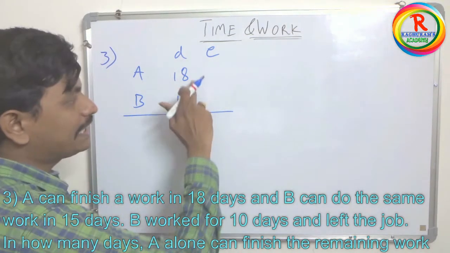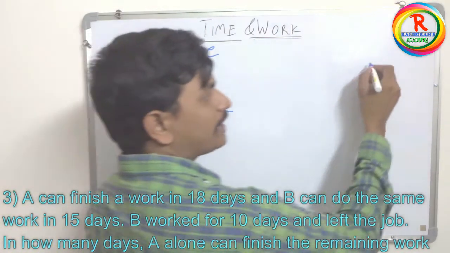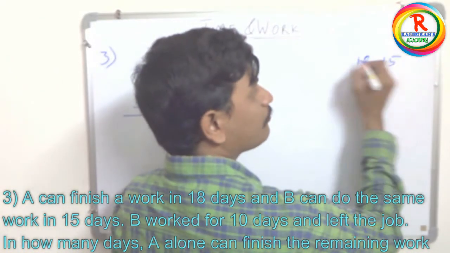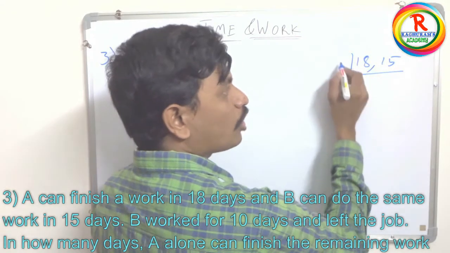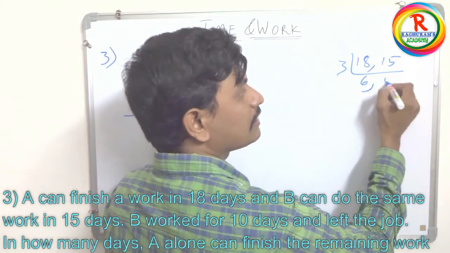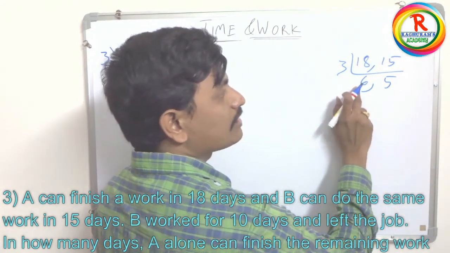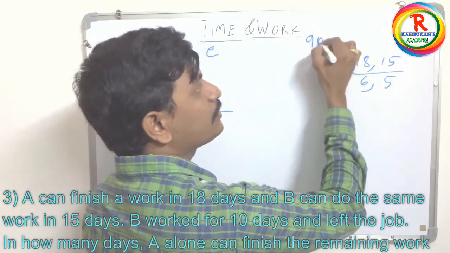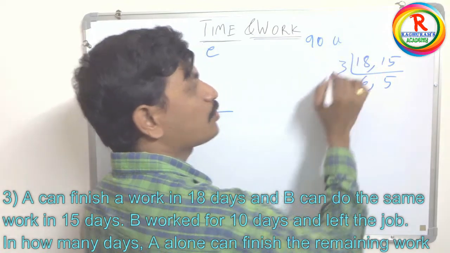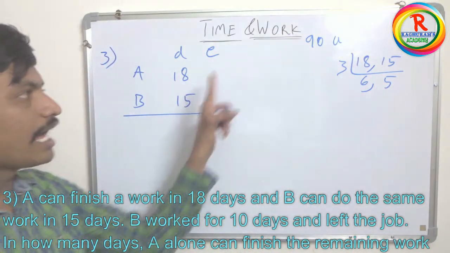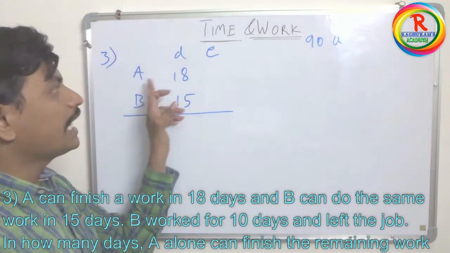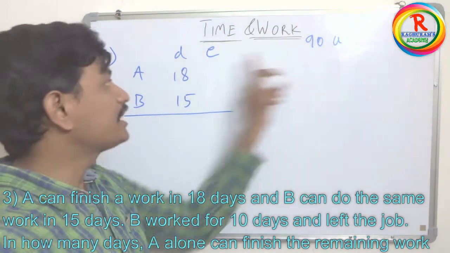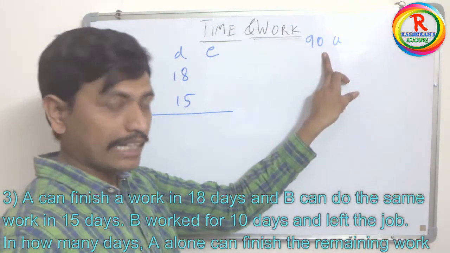What is the LCM of 18 and 15? Let us do the normal method: 3 6, 3 5s. 6 3s are 18, 18 5s are 90. So 90 units. Total units is 90 units. First get the LCM, 90 units. Now A in 18 days, total 90 units. The LCM of 18 and 15 is 90.